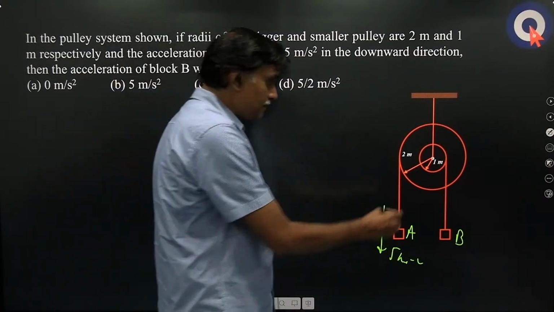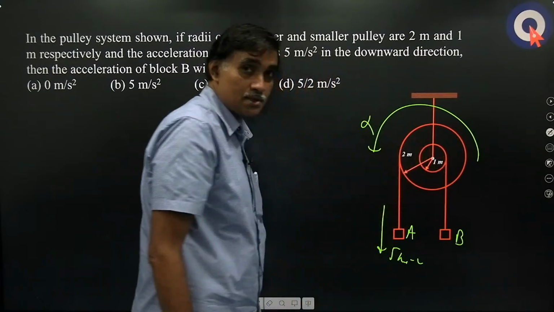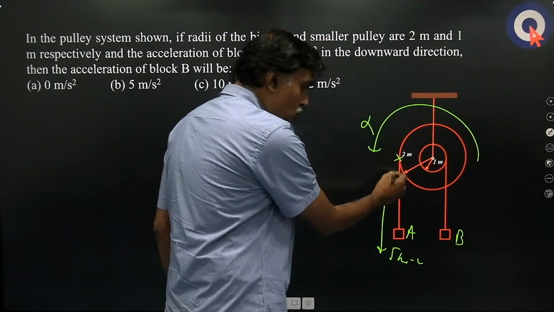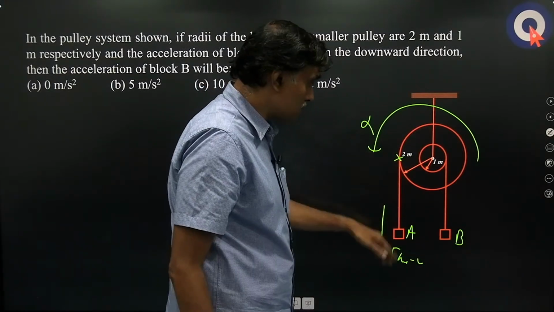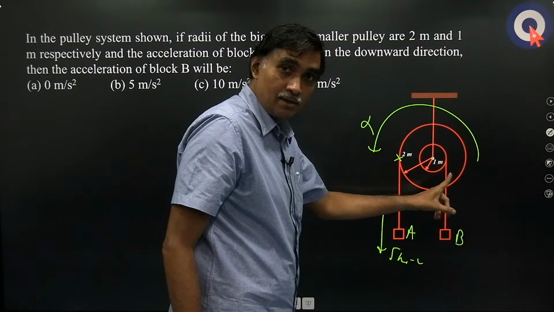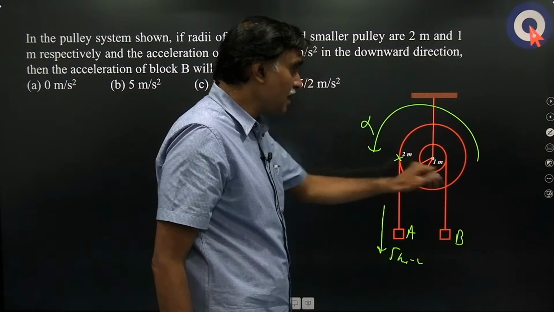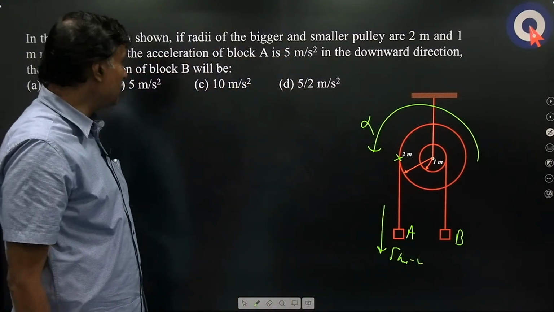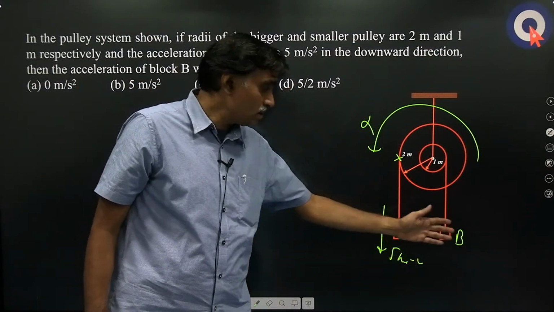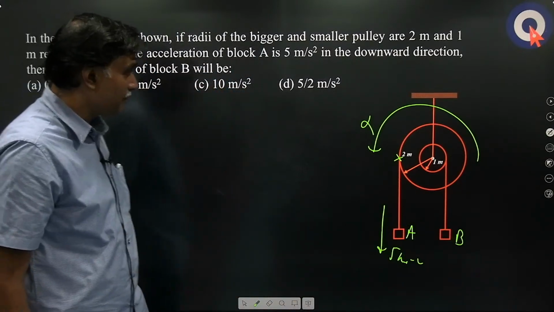Once again, same relations. If the angular acceleration of this pulley is alpha, which is rigidly fixed, meaning it can only rotate but cannot translate, then the acceleration of this point is 2 alpha downwards. And what is the acceleration of this point? Alpha upwards. So if its acceleration is A, the other should be 2A. So if it is 5, it should be 2.5 upwards. The acceleration of B will be 2.5 upwards, then D will be the answer. And if they give this is 5, then this will be 10.